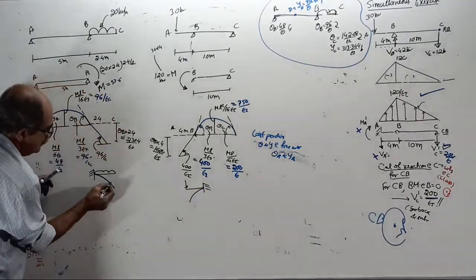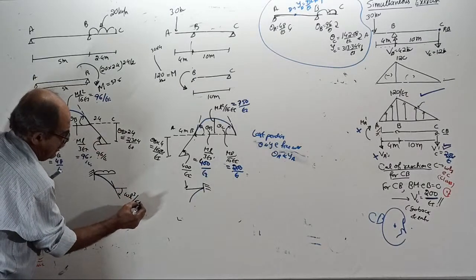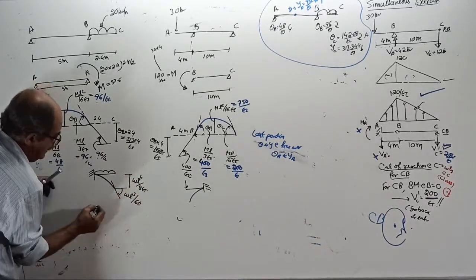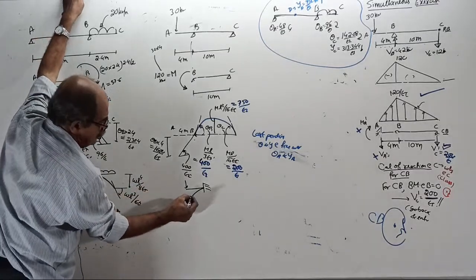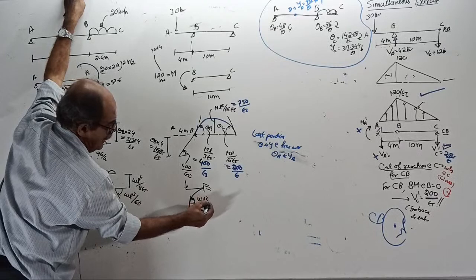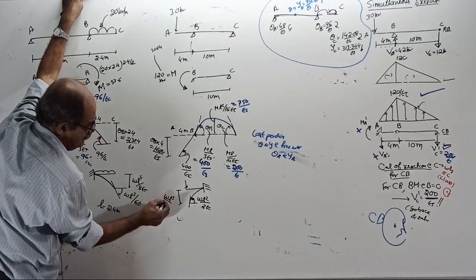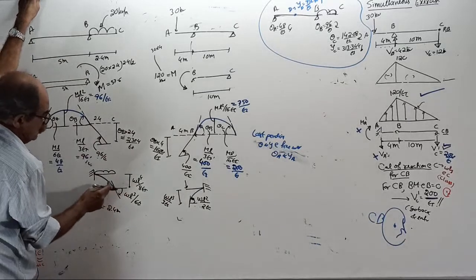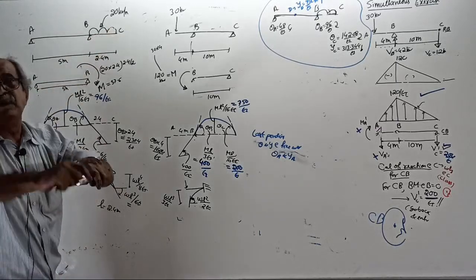Now this slope equals WL cube by 6EI, and this deflection equals WL power 4 by 8EI, with L equal to 2.4 meter. And for the point load, the anticlockwise slope is WL square by 2EI, and this deflection is WL cube by 3EI. Tell the answer here. W is how much? 20 into 2.4 cube by 6. Answer: extra slope due to cantilever bending.